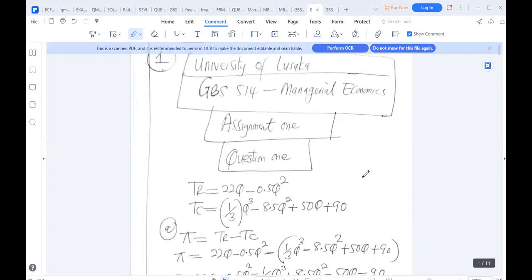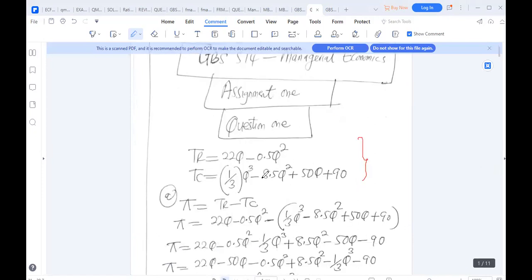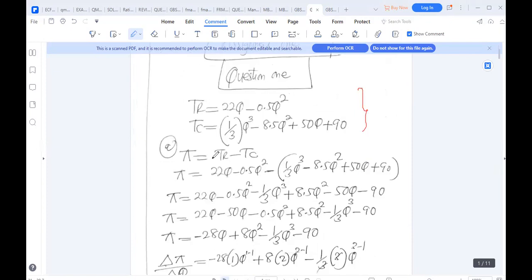Assignment question number 1. We were given the total revenue and the total cost. So we're asked to find, number 1, the units that will maximize your profit, and number 2, the actual profit. So you go, profit is equal to total revenue minus total cost. When you're putting the negative, put brackets there so that you follow them through properly.